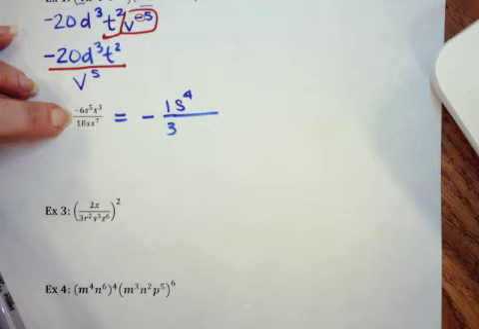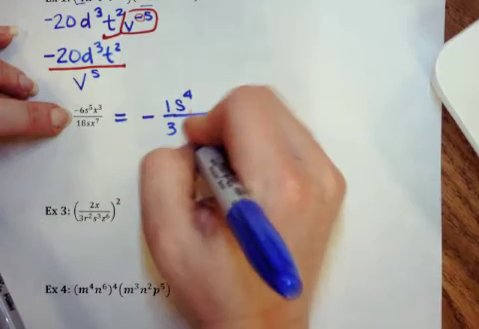X to the 3rd on top and x to the 7th on bottom. How many do you have on top? 3. How many do you have on bottom? 7. Where do you have more? I have more on the bottom. And how many more do I have on the bottom? 4 more on the bottom.